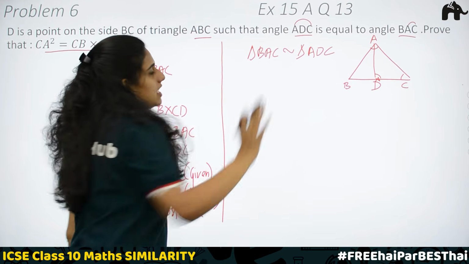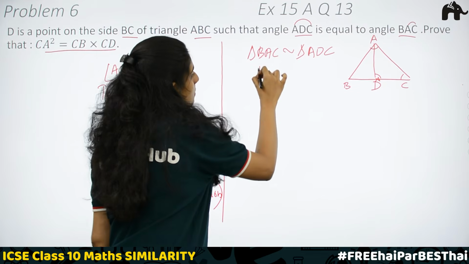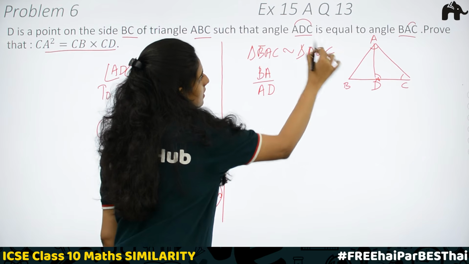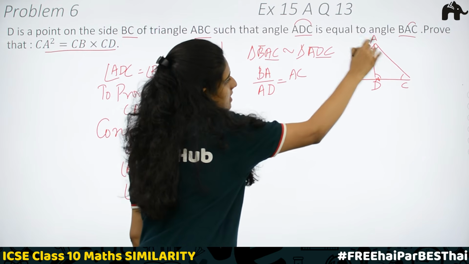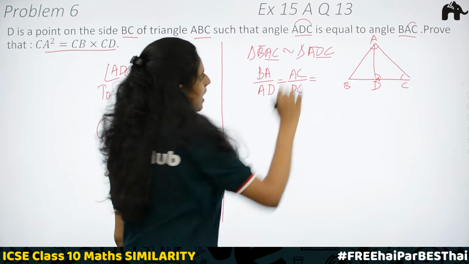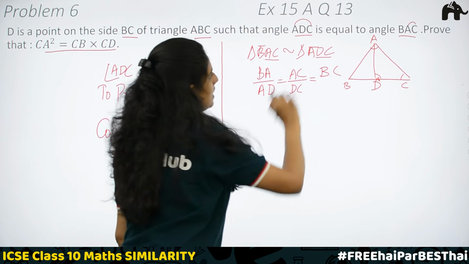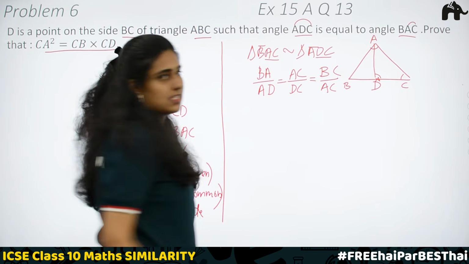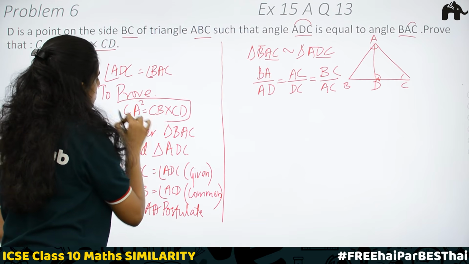Now take the corresponding side ratio. Here BA by AD is equal to AC by DC, and that is equal to BC by AC. Now we need to prove that CA square is equal to CB into CD.